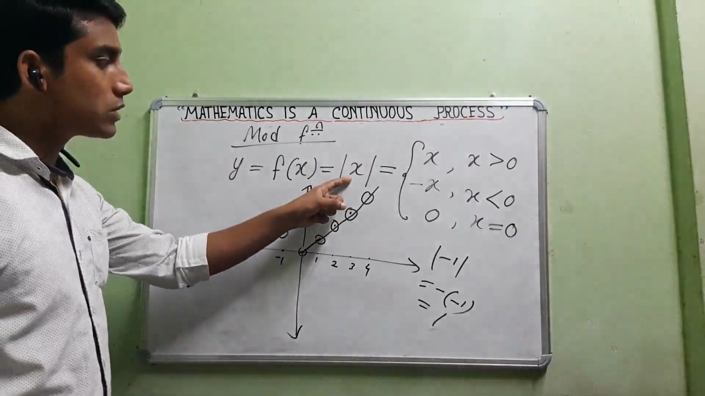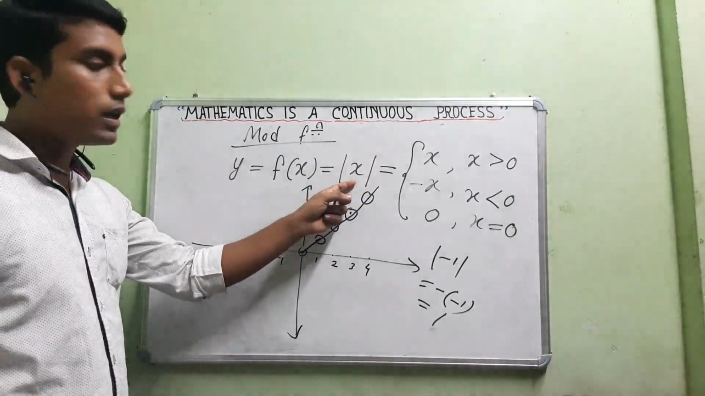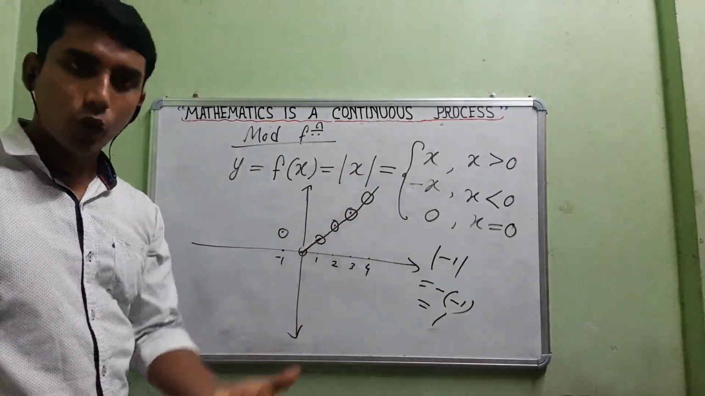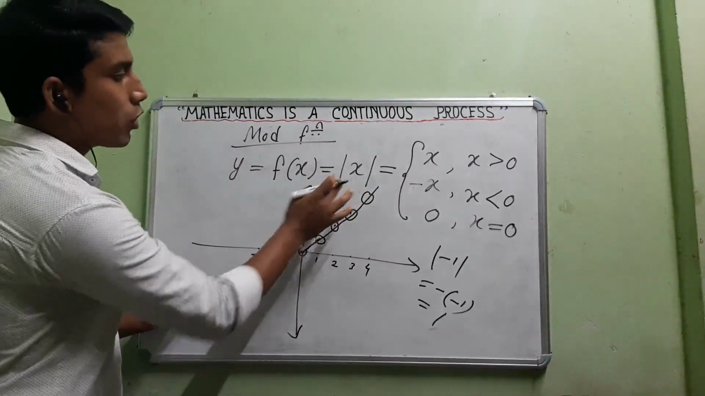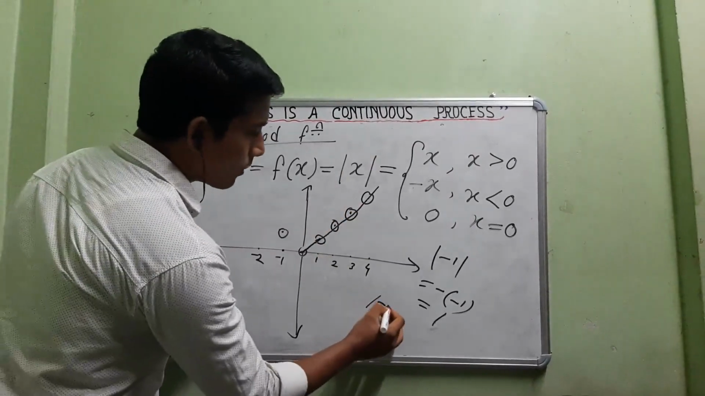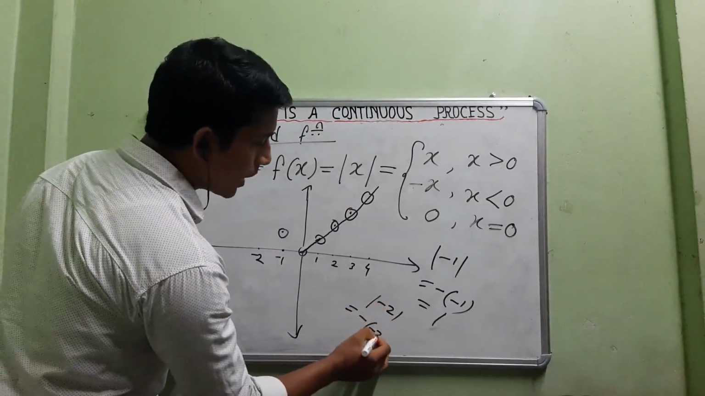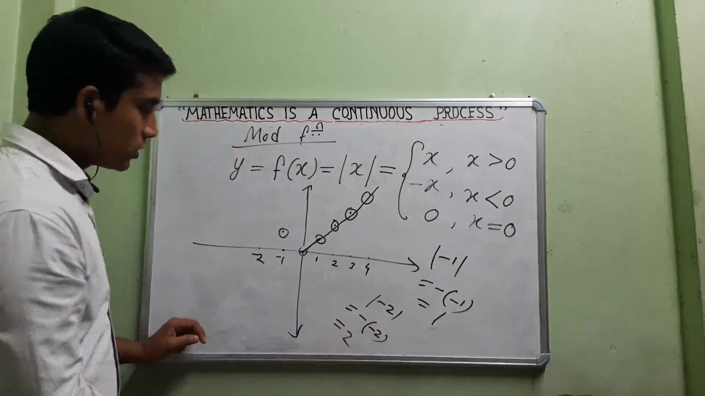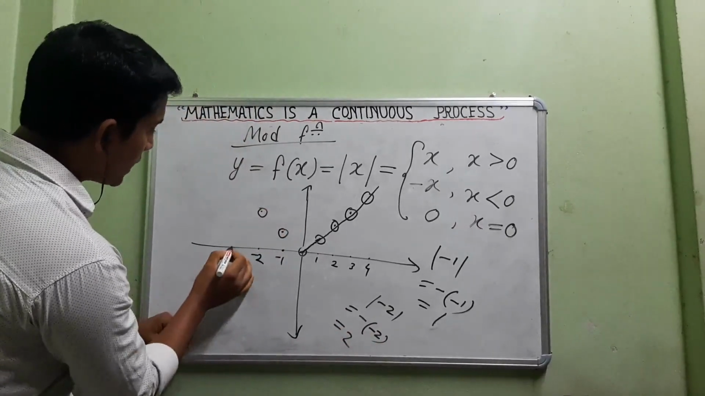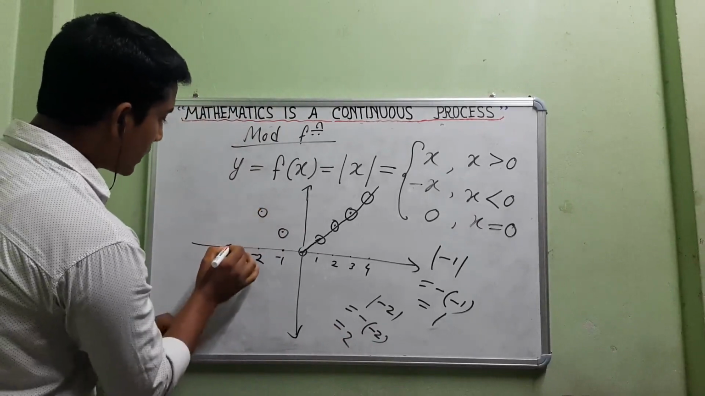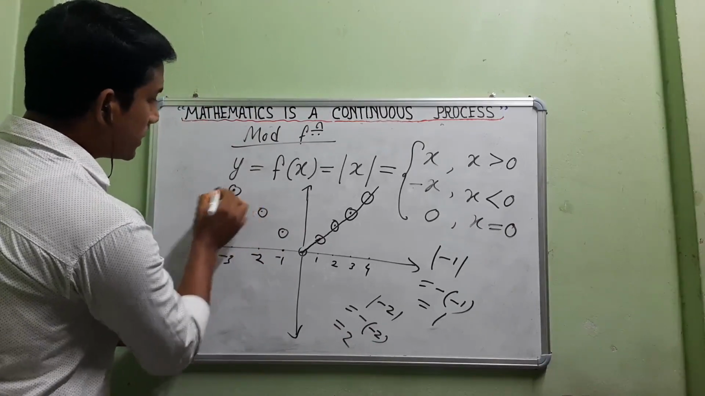Because modulus of x, even if x is negative, after coming out of the mod it will be positive again. If you take minus 2, mod of minus 2 would be equal to minus of minus 2, which is again plus 2. That means it will be like here. Similarly, at the point minus 3, it will again be 3. In this way it is going.